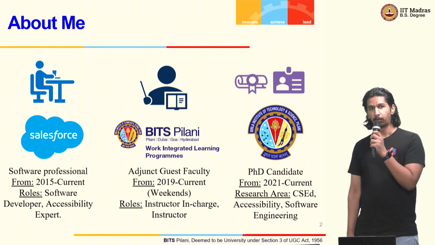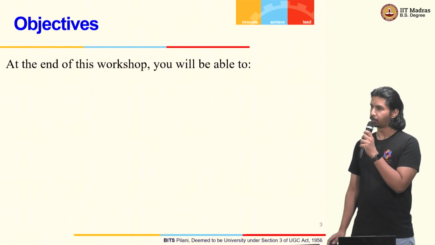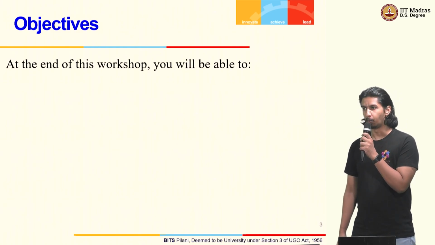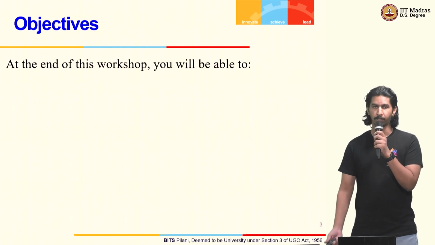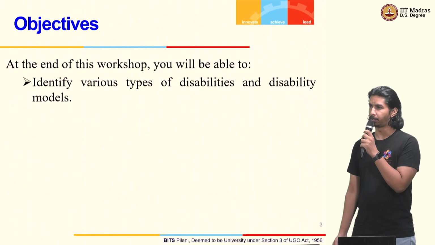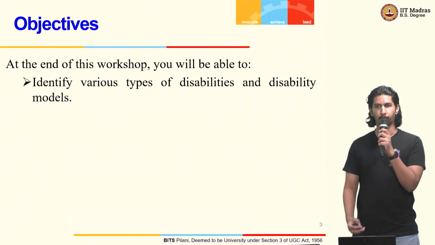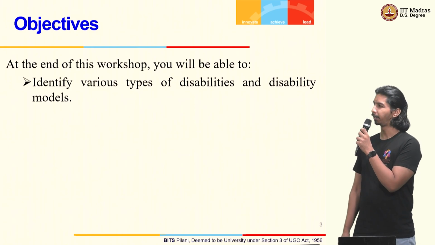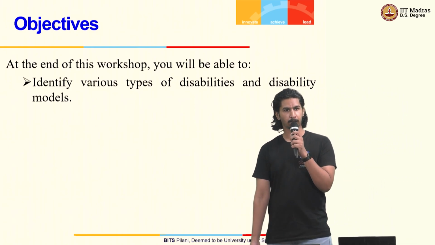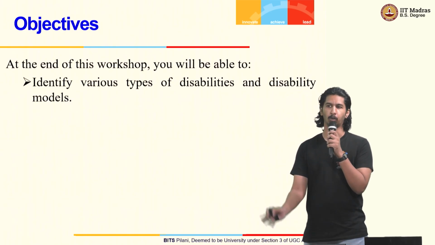What we will try to do is have a quick introduction of digital accessibility in this workshop. So what are the objectives? At the end of this workshop, what do we want to take away? First, we will understand the various types of disabilities, the whole spectrum of disabilities. There are a lot of models of disability, or you can also say different schools of thought. Few people align to few models better, and there are other models which people don't much align with. We will discuss all those.